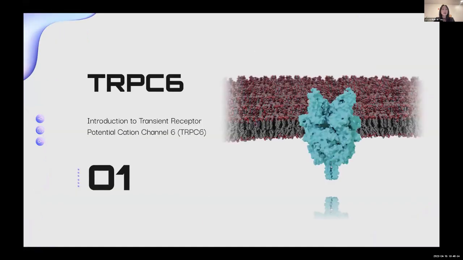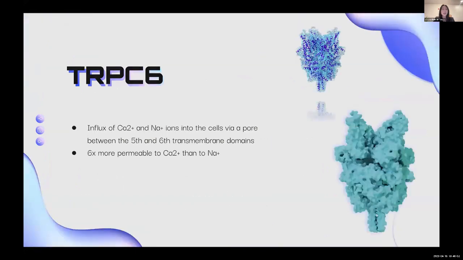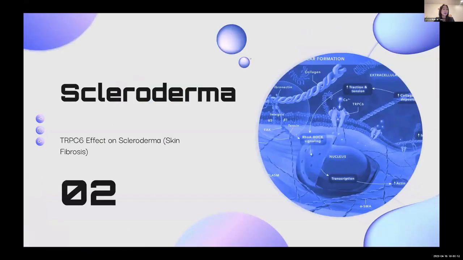So TRPC6 stands for Transient Receptor Potential Cation 6 channel. It's an integral membrane protein that alters the intracellular calcium concentration, and it's also responsible for a variety of tissue expression, physiological functions, and channel properties. The channel allows influx of both calcium and sodium ions into the cells via a pore between the 5th and 6th transmembrane domains. But TRPC6 is 6 times more permeable to calcium than sodium ions, resulting in an elevated intracellular calcium ion concentration.